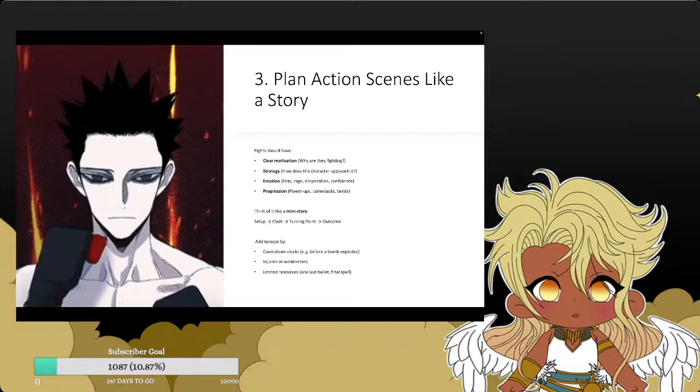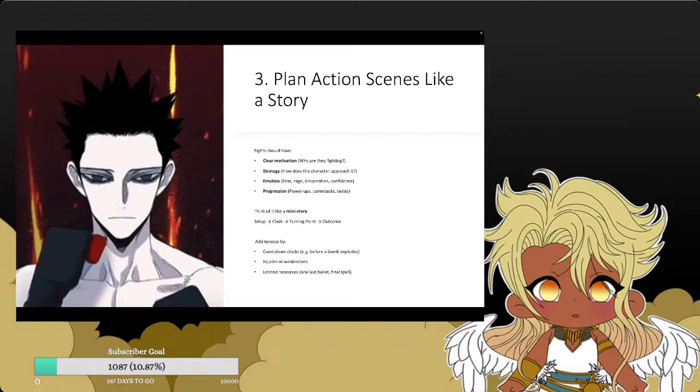Emotion. So what's the emotional context behind this? Is the character afraid? Are they desperate? Are they enraged? Are they overconfident? What's happening here? I think this is another thing that's missing sometimes from action sequences across this genre in general: there'll just be a cool fight, but everybody's kind of flat.